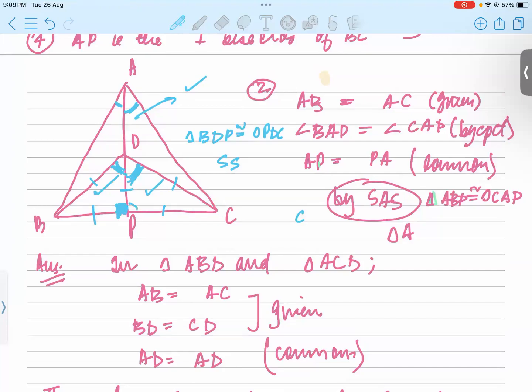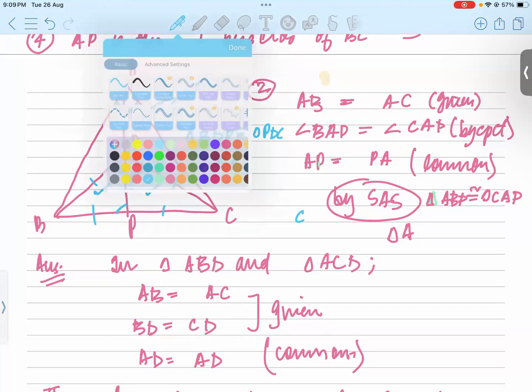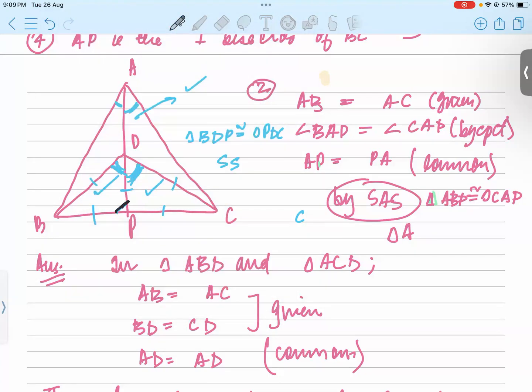So how will you prove that this angle is 90? Write this angle plus this angle is 180. Please put off your mic. This black colored angle and this black colored angle, they are equal, right? So I can say angle BPD plus angle CPD is equal to 180 degrees.